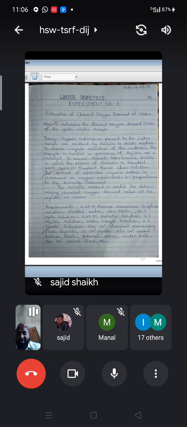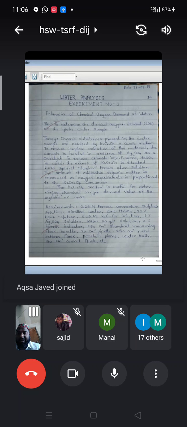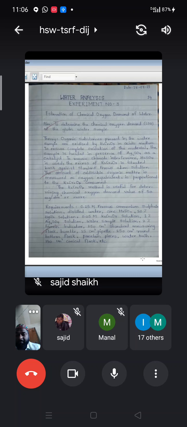2% ferroin indicator, 250 cm cube standard measuring flask, burette, 25 cm cube pipette, 250 cm cube round bottom flask, porcelain pieces, water bath, 150 cm cube conical flask, etc. These are the required things for this particular experiment.